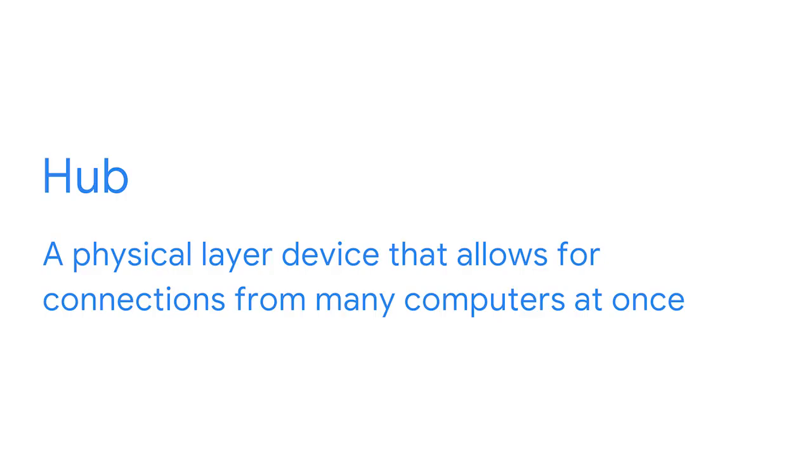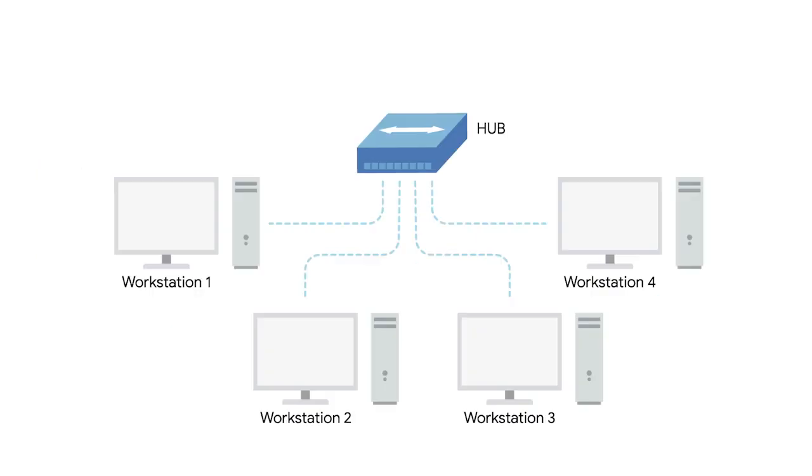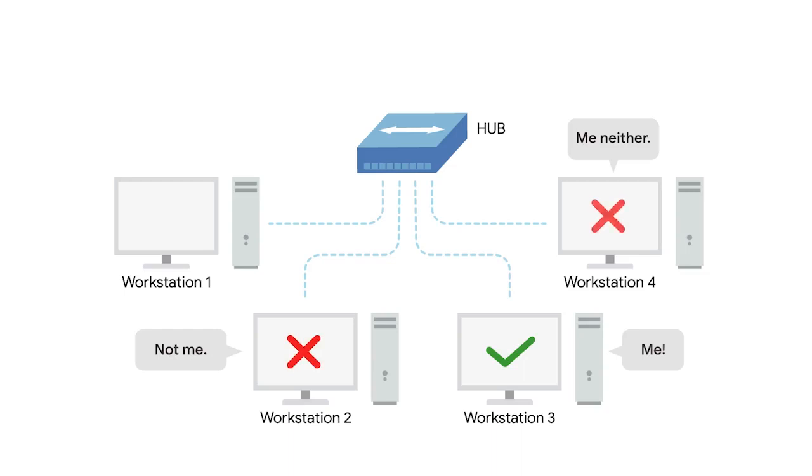The most simple of these devices is a hub. A hub is a physical layer device that allows for connections from many computers at once. All the devices connected to a hub will end up talking to all other devices at the same time. It's up to each system connected to the hub to determine if the incoming data was meant for them or to ignore it if it isn't.